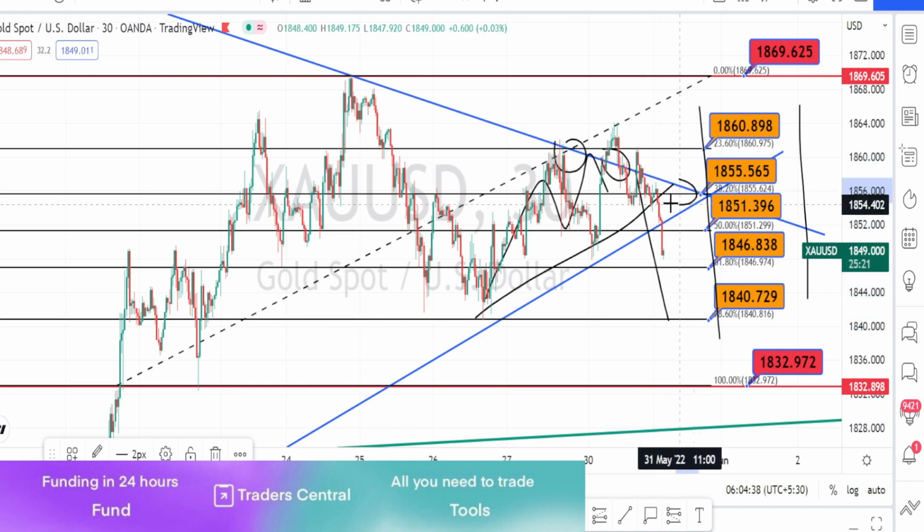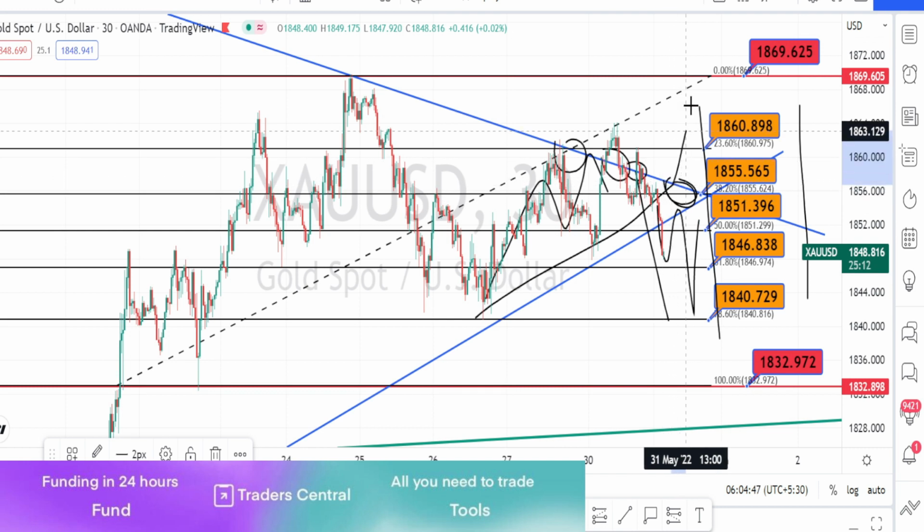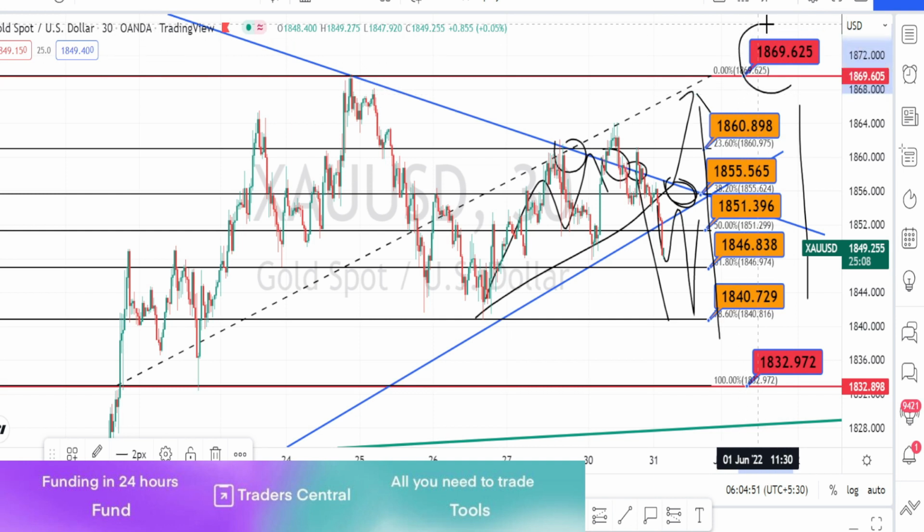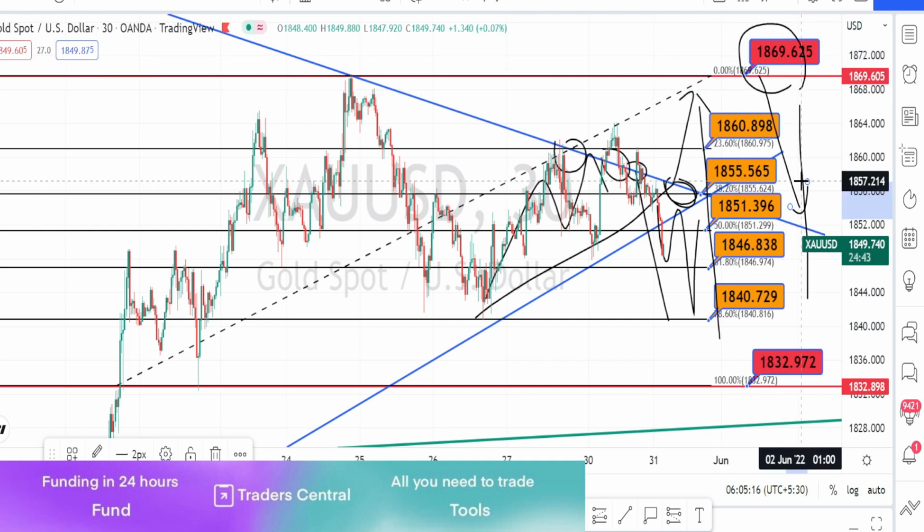As long as the price action doesn't break this resistance line, we can expect the downtrend to continue, and once the price action breaks this resistance line, we can expect the bullish trend to start, and next level of resistance from the higher side is going to be 1869. Let us do the analysis in 5 minutes time frame.